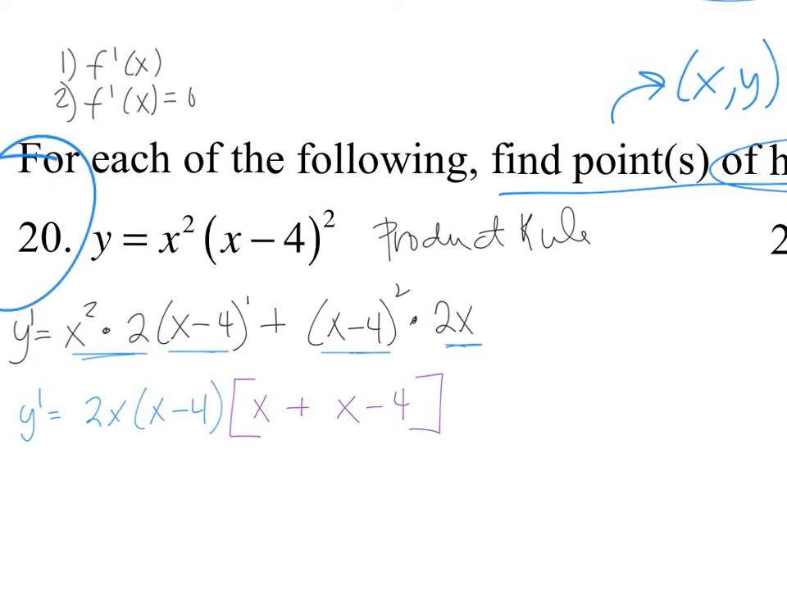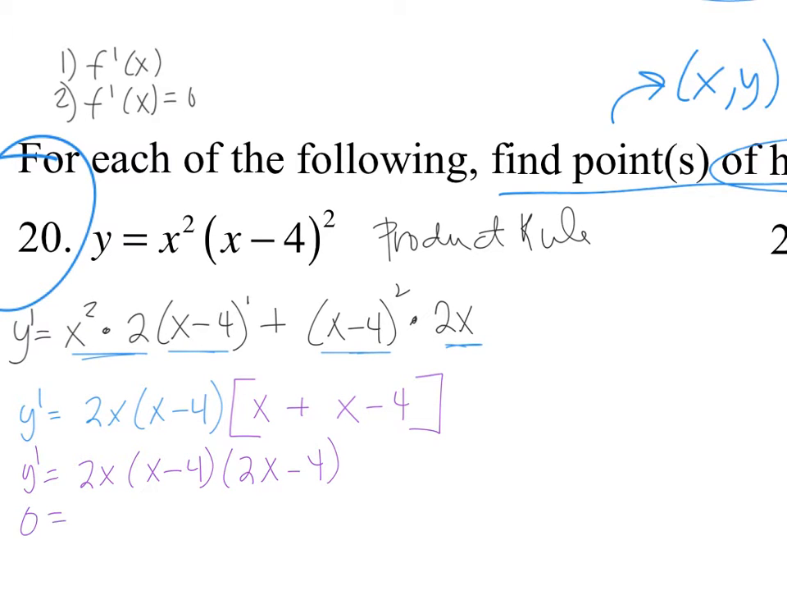All right, so again, we took out a 2, we took out an x, and we took out an x minus 4 from this two-termed expression. And to finish that off, we've got y prime is equal to 2x multiplied by x minus 4 multiplied by 2x minus 4. And that all is equal to 0.